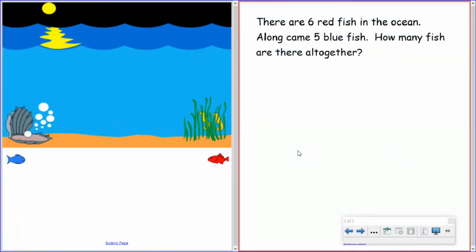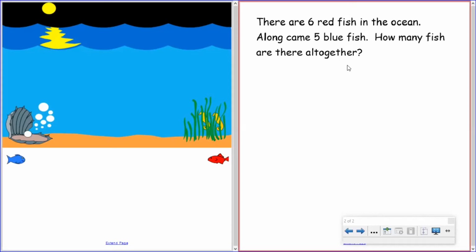We are going to solve a story problem. The first thing you need to do when you have a story problem is you need to read and understand the problem that you are solving. I'm going to show you how to unpack the problem and solve it.